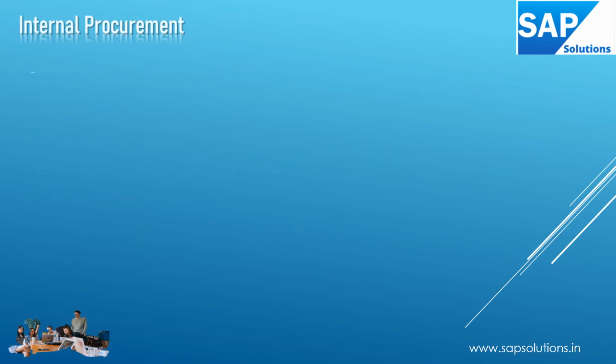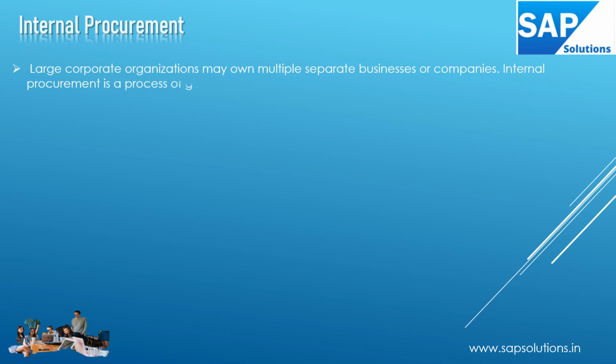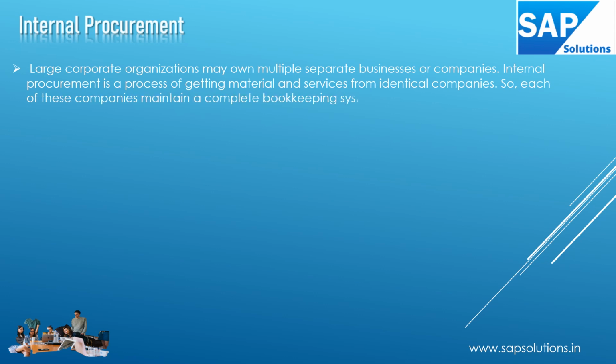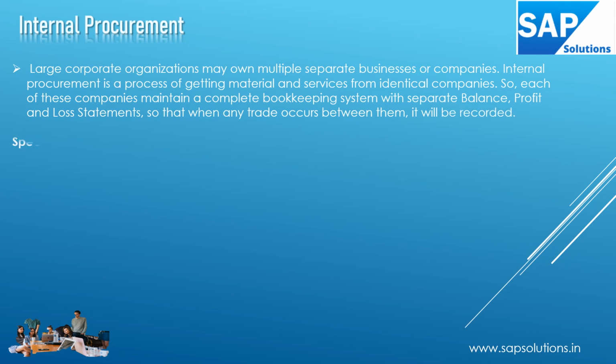Internal procurement. Large corporate organizations may own multiple separate businesses or companies. Internal procurement is a process of getting material and services from identical companies. Each of these companies maintains a complete bookkeeping system with separate balance, profit, and loss statements, so that when any trade occurs between them, it will be recorded.